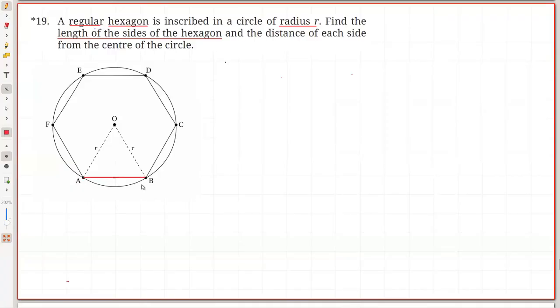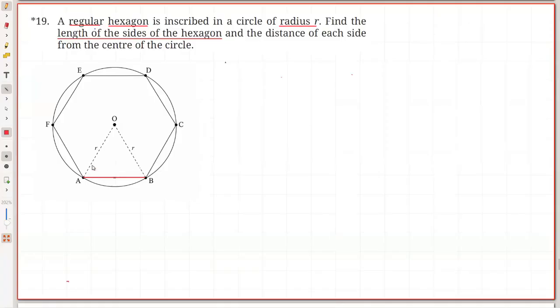Okay, so for this I'm just choosing one triangle, AOB. AOB is a triangle, and here this is the radius and this is also a radius. So we can say AOB is an isosceles triangle, as two sides are equal. Correct?